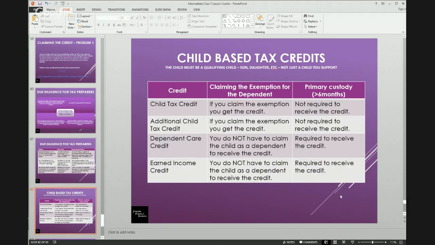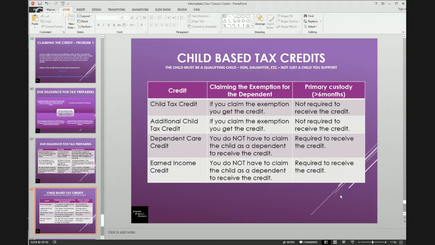Child-based tax credits. Here are the child-based tax credits that we talked about tonight. We talked about the child tax credit. This is up to $1,000. You would be able to get the credit if you claim the exemption. So the credit goes with the exemption here.